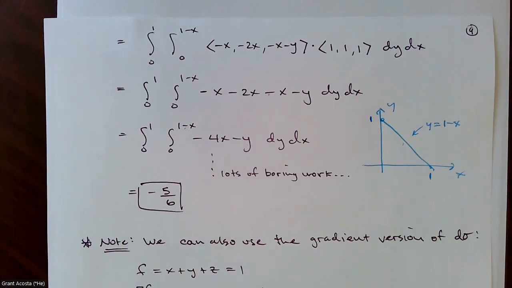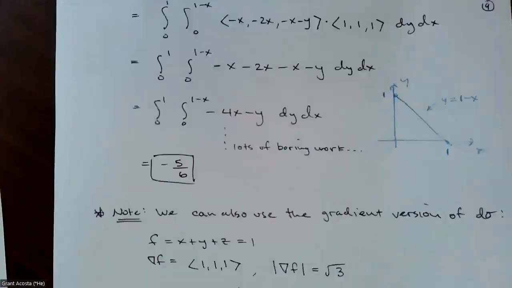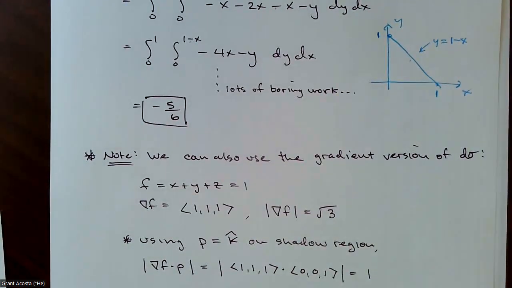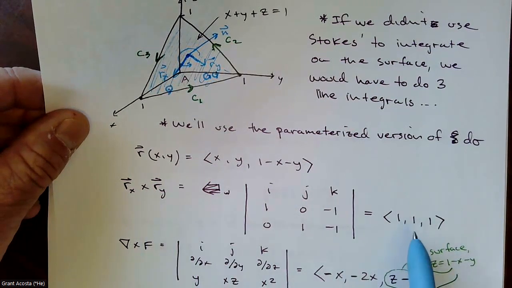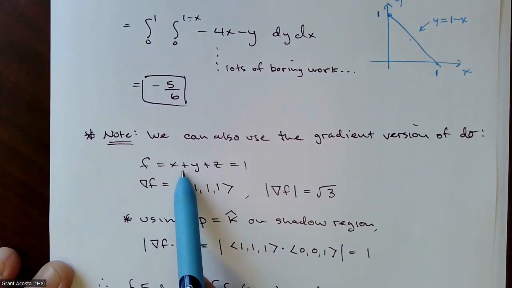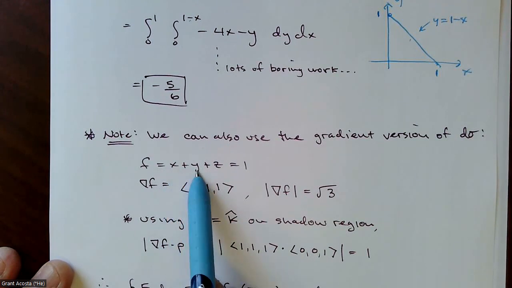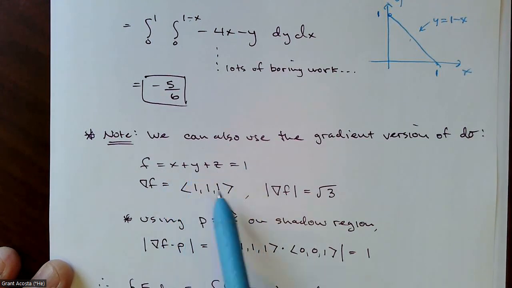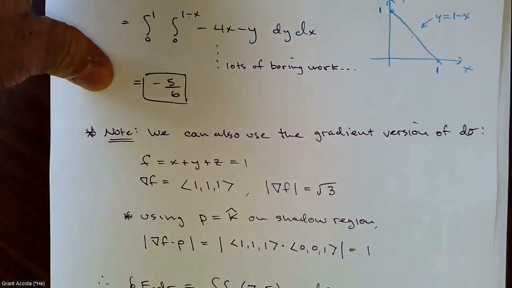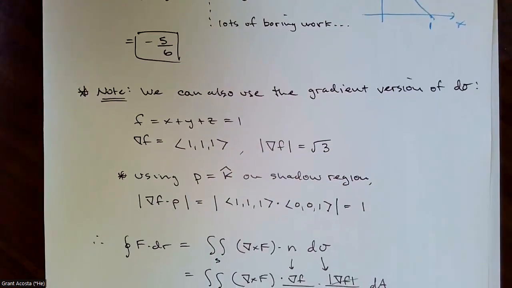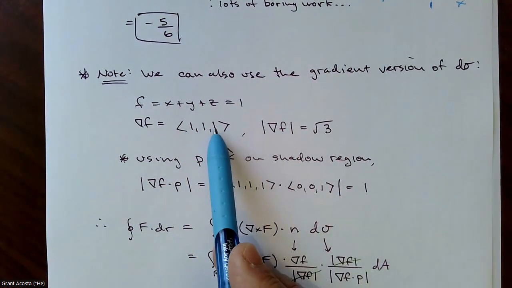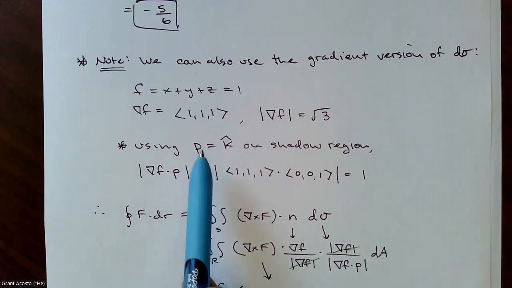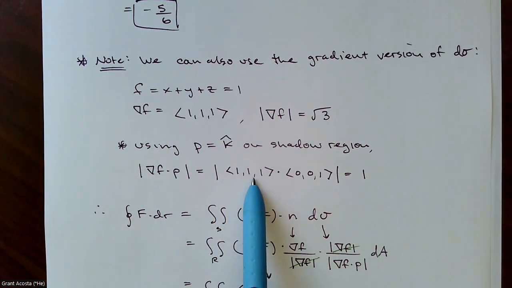You may have noticed, when we did the parameterization and we did the cross product, r sub x crossed with r sub y, to get a normal vector, we got 1, 1, 1. You may have noticed that's actually the gradient of our surface. X plus y plus z equals 1 gives you a gradient of 1, 1, 1. Because I mentioned the other formula for d sigma you could use is the gradient version. So that's what I'm doing right here. The gradient is 1, 1, 1 as well.